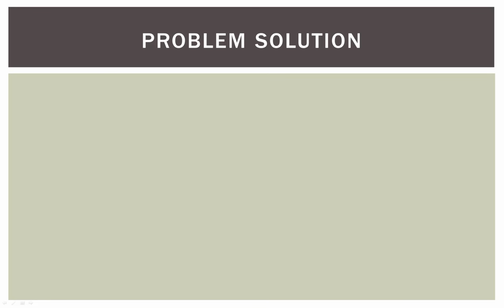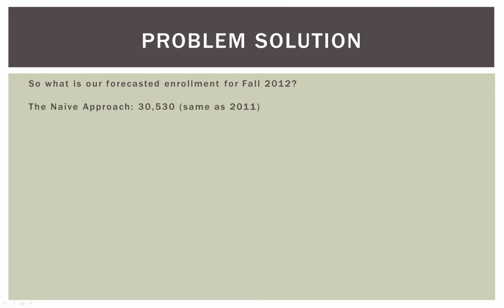So remember, we were tasked with finding the enrollment for fall 2012 using EMA. In the naive approach from our last video, in 2011 our enrollment was 30,530. If we use the naive approach, we just assume it's the same, so our forecasted enrollment for 2012 would be 30,530. Using our simple moving average, we added the prior 3 years' enrollment and divided by 3, and that gave us a forecasted enrollment of 30,493.